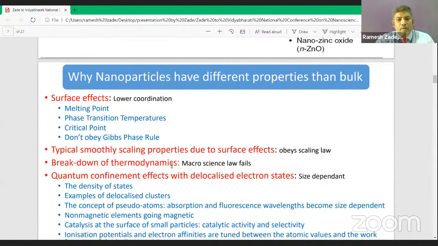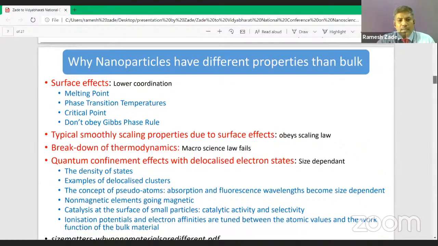Then, breaking down of thermodynamics. This is another breakthrough brought by nanoscience and technology, that the rules of thermodynamics are not being followed. Rather, the thermodynamics of nanoscience is not obeying the laws given by the 4 laws of thermodynamics. So thermodynamics also does not apply to nanoscience and technology.